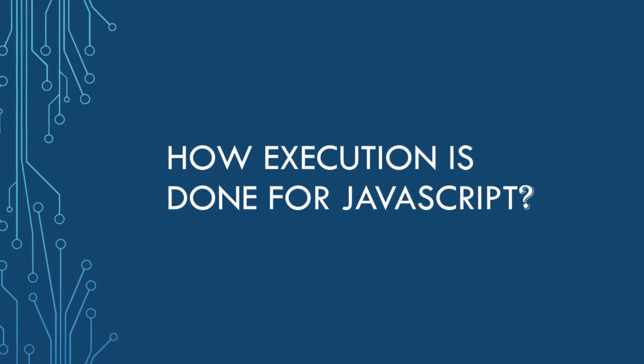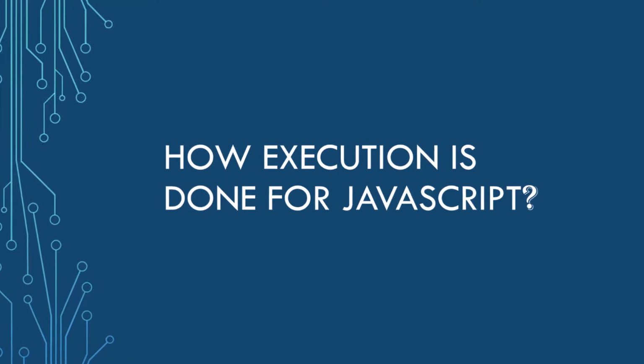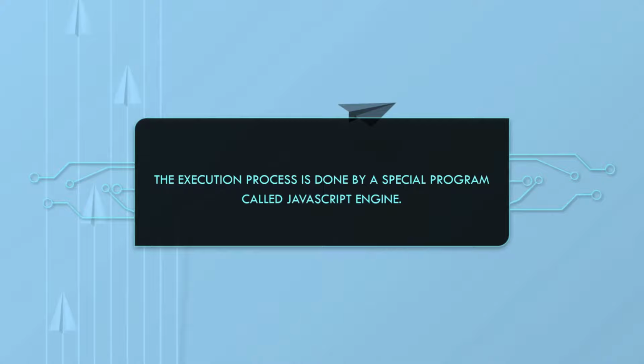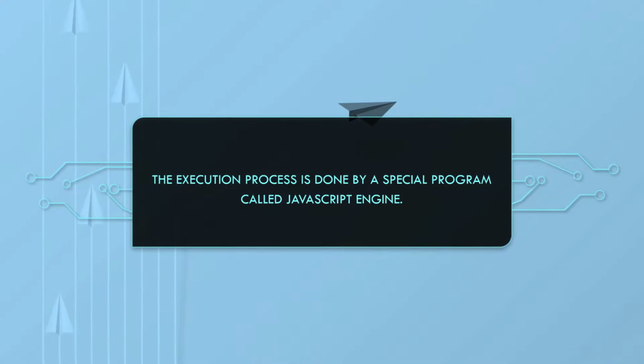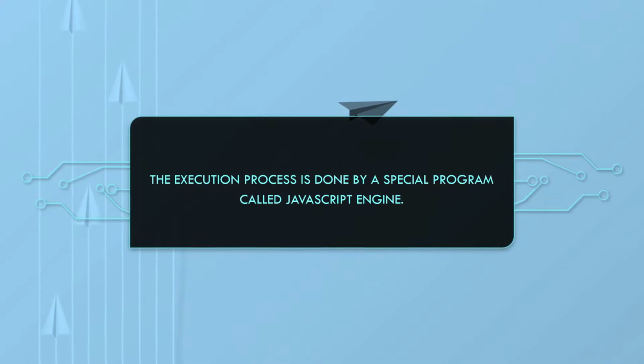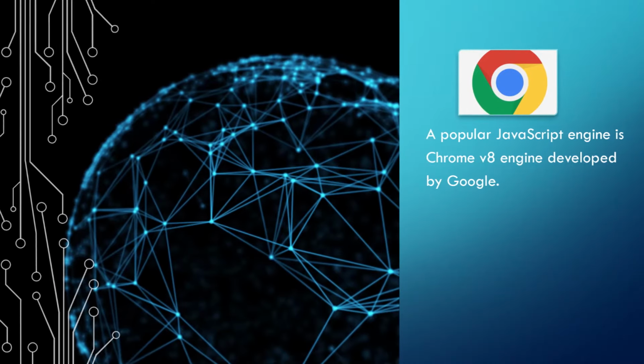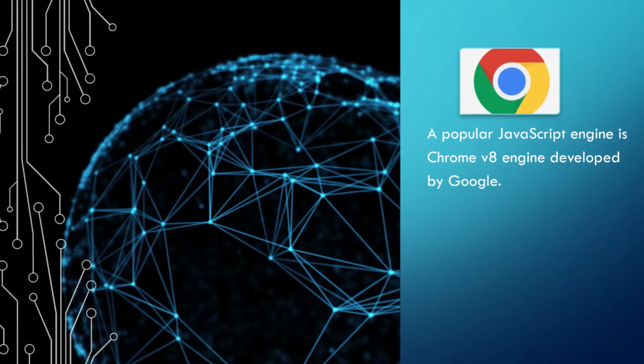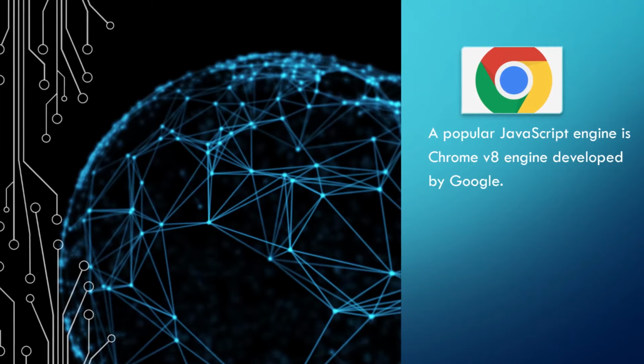Now, how is execution done for JavaScript? For JavaScript code, the execution process is done by a special program called the JavaScript Engine. A popular JavaScript engine is the Chrome V8 engine developed by Google. Maybe you have heard about it.